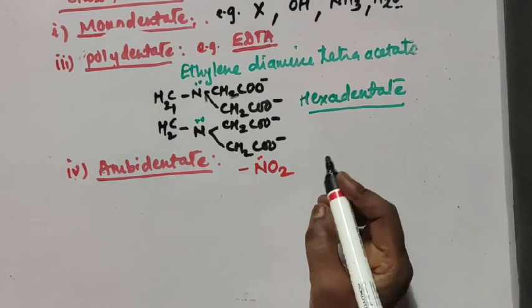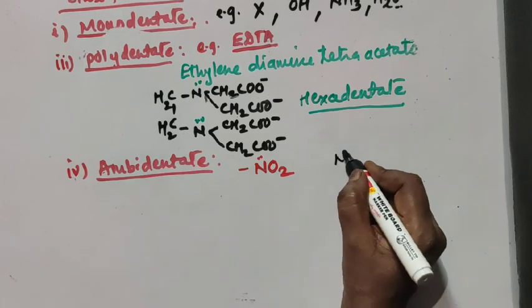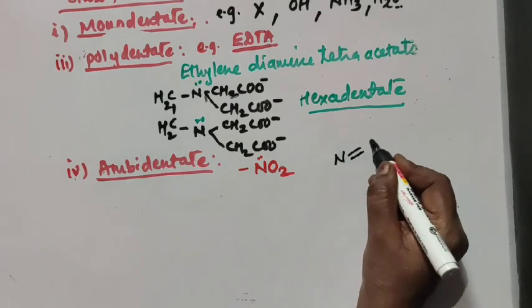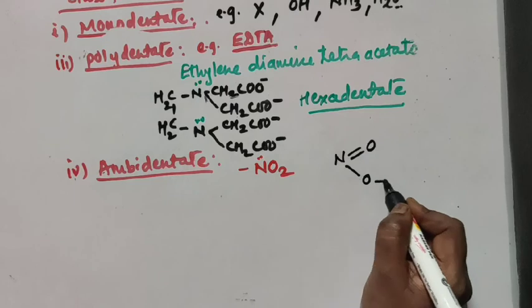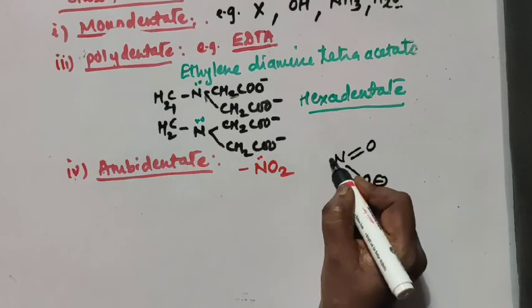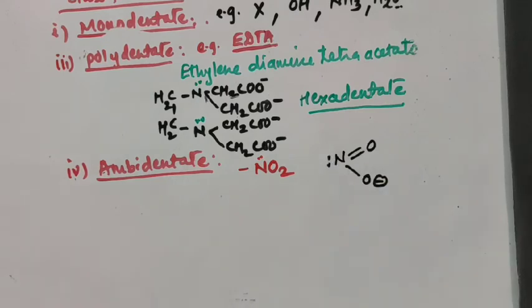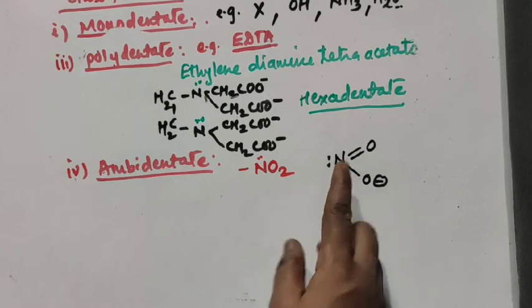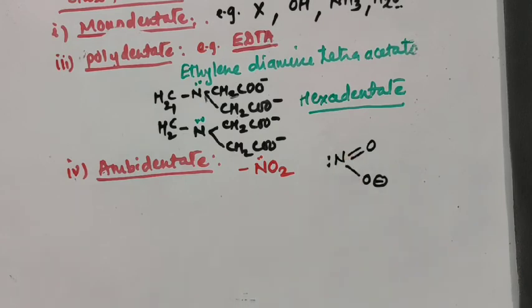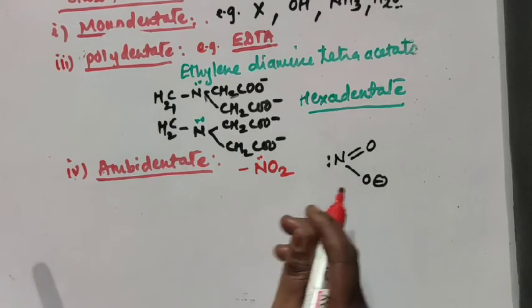The structure of this NO2: N, then O minus. Also this nitrogen contains a lone pair of electrons. So this negatively charged oxygen can also donate an electron pair for bond formation, and nitrogen, having a lone pair of electrons, can also donate an electron pair for bond formation. So when nitrogen donates an electron pair, I'll show you.